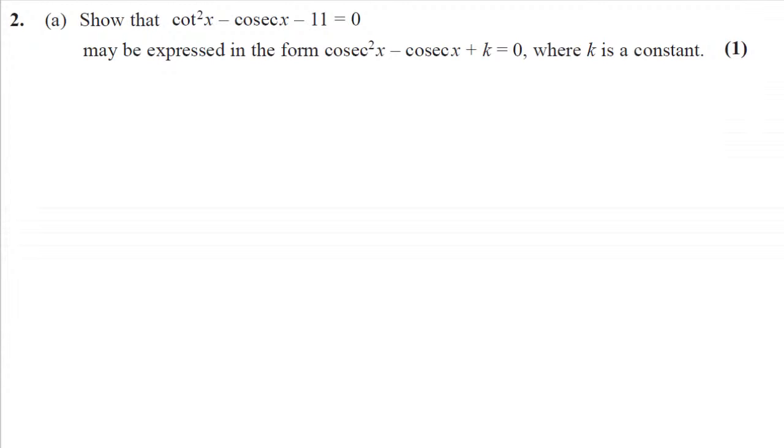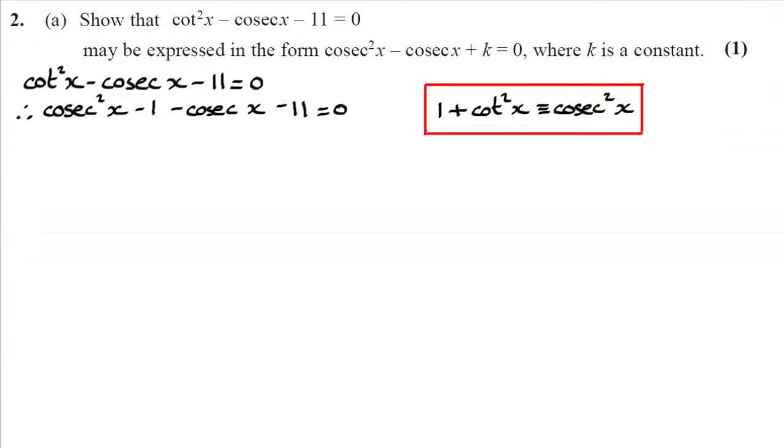Right, this is a fairly straightforward one once you know the identity. Let's just copy down the question first of all. You can see that we've got to get this transferred to a quadratic equation in cosec x. And you should be aware of this particular identity: 1 plus cot squared x is identical to cosec squared x. So all you need to do is just rearrange this. Cot squared x is identical to cosec squared x minus 1, and just substitute it in here.